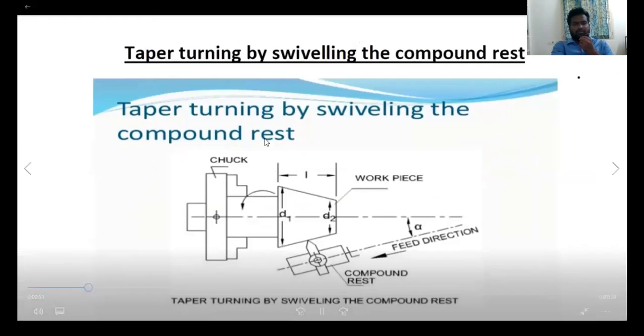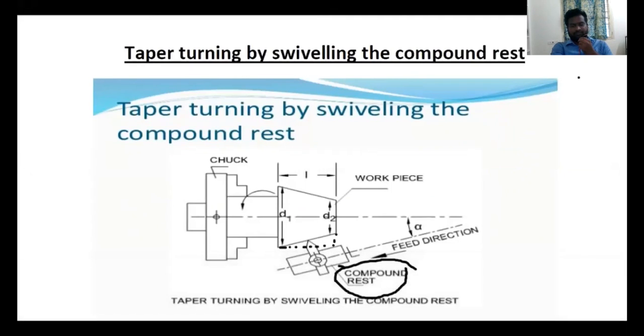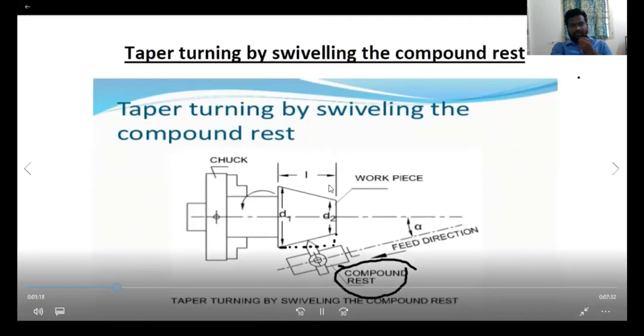So this is the compound method. See here, we fix our cutting tool with some inclination, right? This compound rest is fed in this direction. How can you calculate? This is the actual workpiece to here, right? This is half of the taper angle.